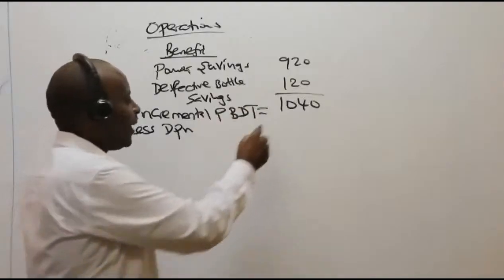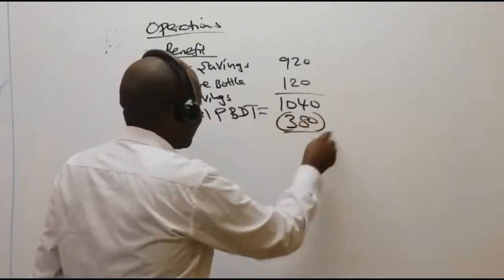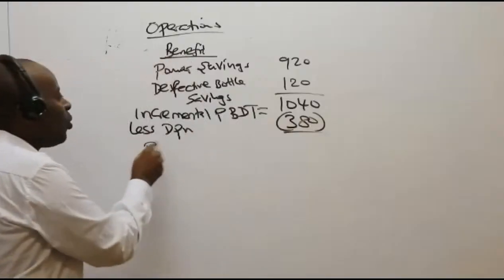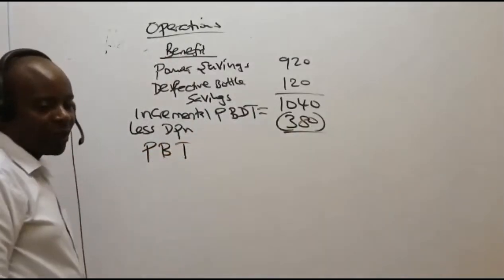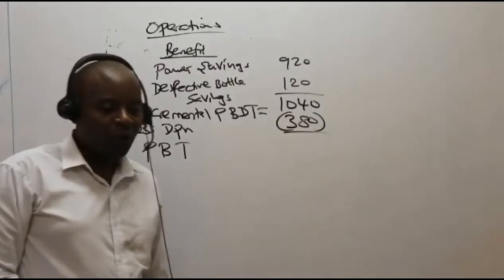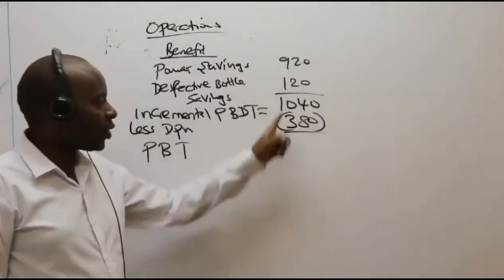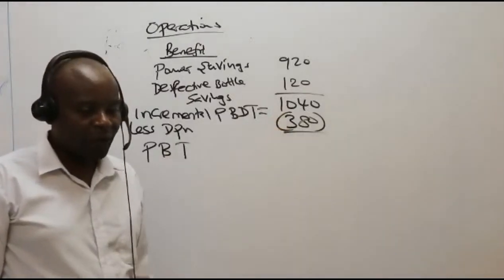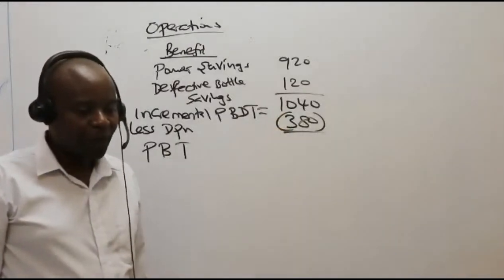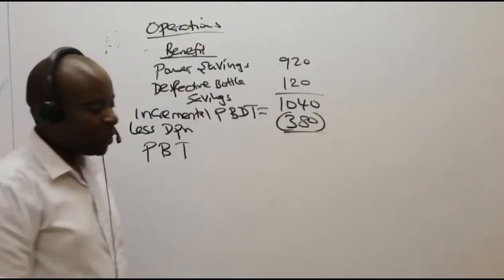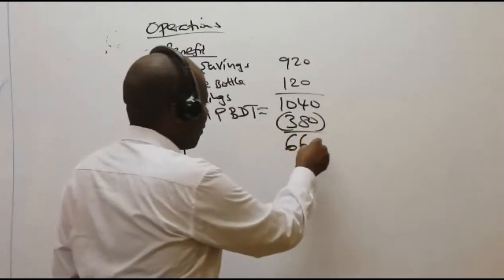380, they're telling me. 380. So please subtract this, for you to be able to give me what we call profit before tax. Profit before taxation. So profit before tax, this minus this, please give me a figure. They are giving me a figure of 660.